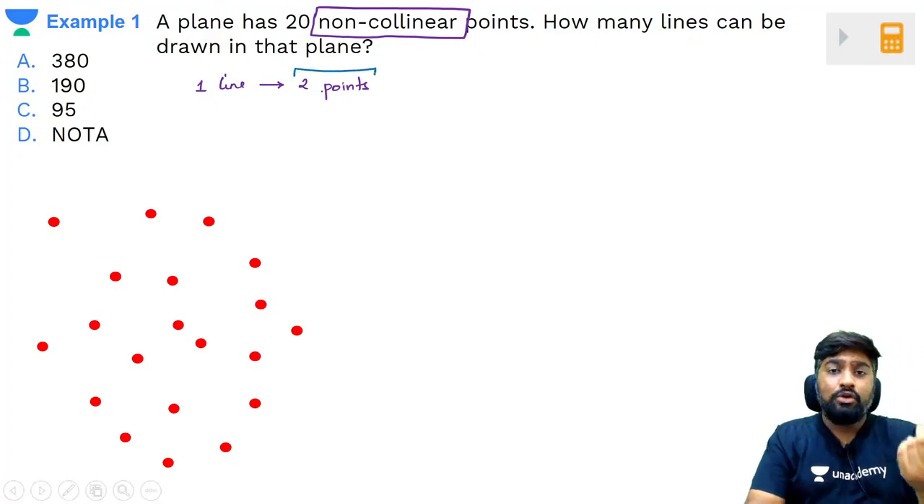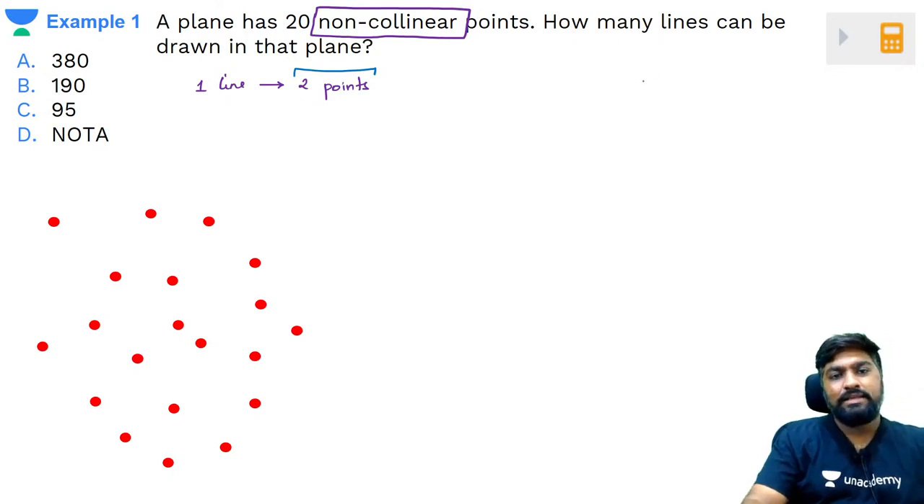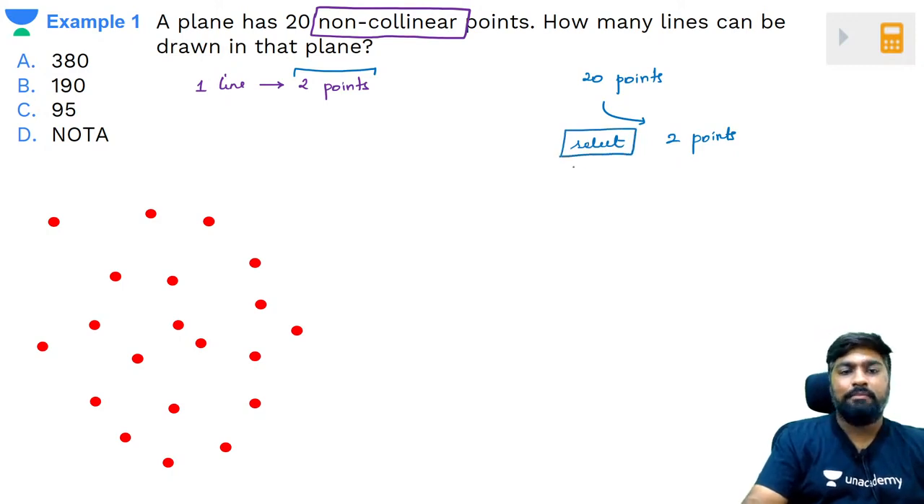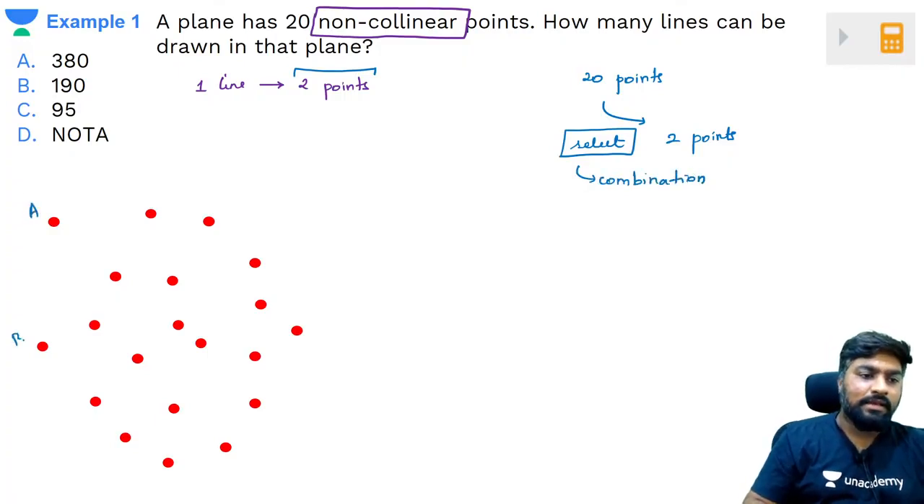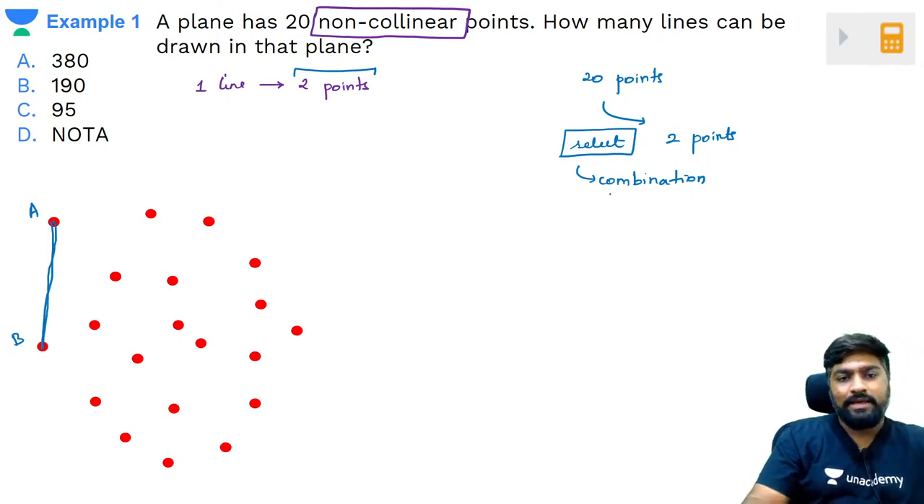How many groups of 2 points can I form, right? That basically means out of 20 available points, I need to select 2 points. What is this? Selection. Selection basically means combination. Arrangement doesn't matter: whether I join point A with B, or point B with A, it doesn't matter because order doesn't matter here. AB is the same line as BA, right? That's why this is combination.